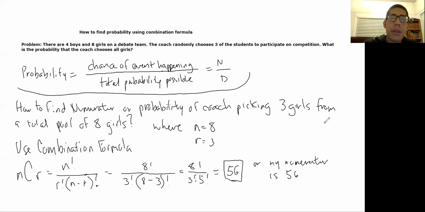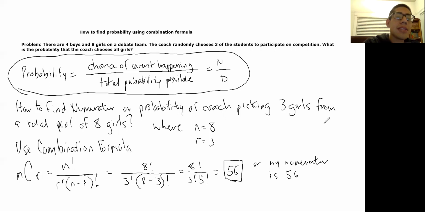This is really important because the problem is going to ask us for the probability of an event happening. In order for us to calculate the probability of an event happening, we need to take the chance of that event happening, right? And we have to divide that by the total probability possible, the total chance of all the different possibilities. We're dividing the chance of a specific event happening by the total amount of possibilities possible, right?